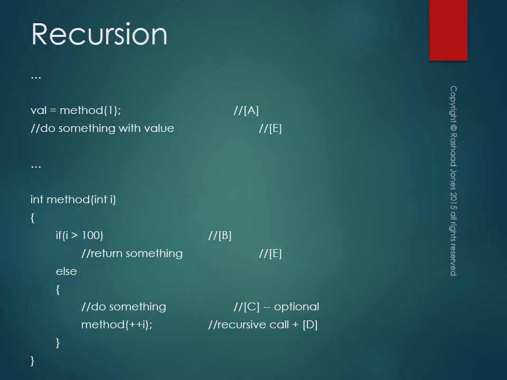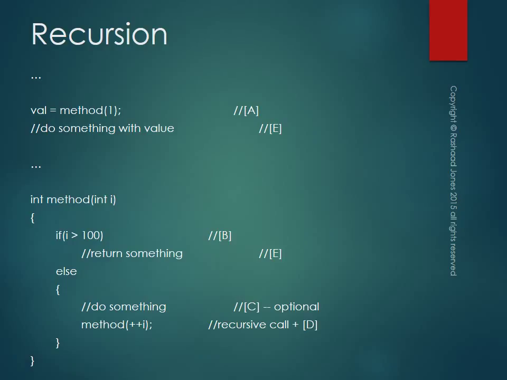So inside our method, well, let me go down one more line. Once this method is done, it's going to produce a val, and then we're going to do something with that value. In this case, we may do a System.out.println of what val is. Now let's go inside our method.